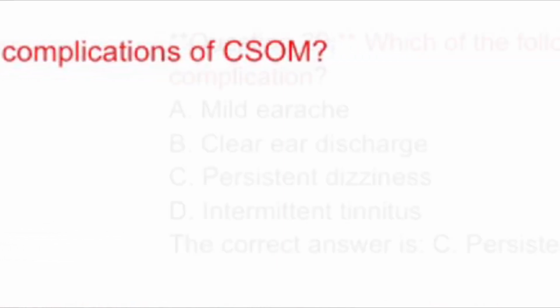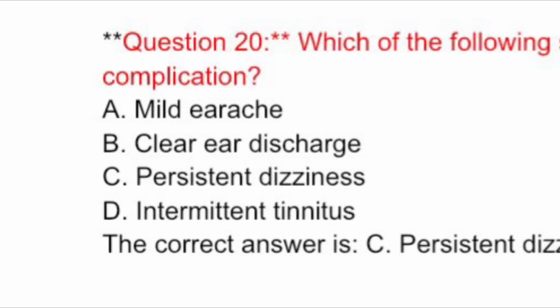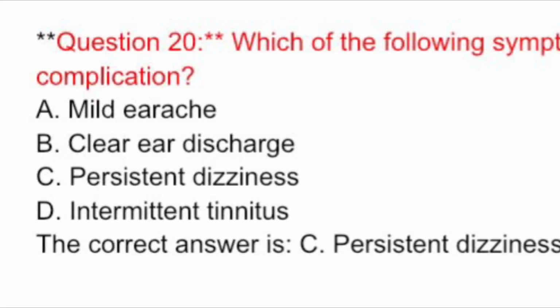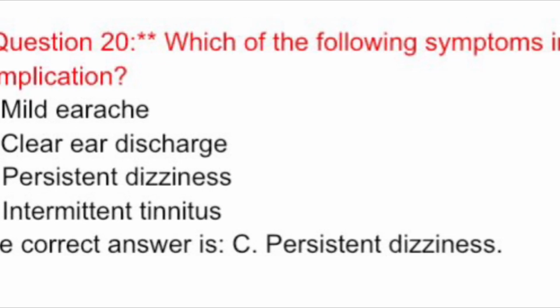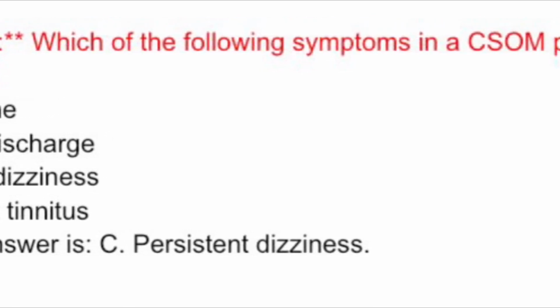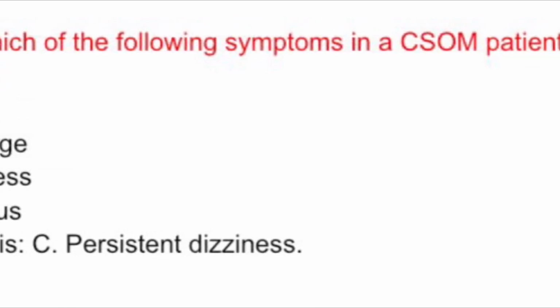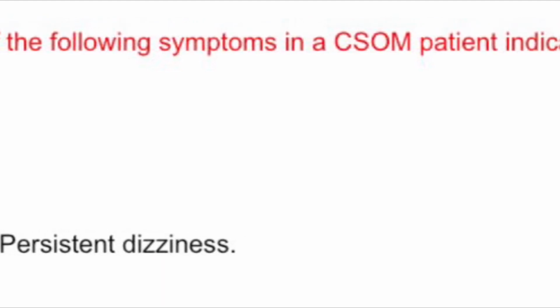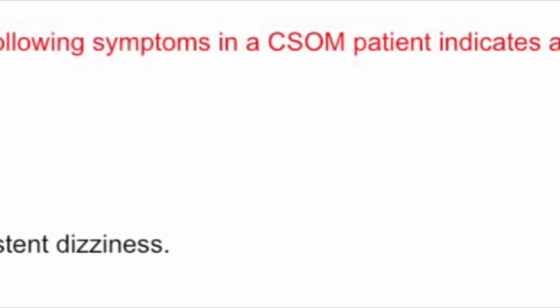High-resolution CT scan. Question 20. Which of the following symptoms in a CSOM patient indicates a possible complication? A. Mild earache. B. Clear ear discharge. C. Persistent dizziness. D. Intermittent tinnitus. The correct answer is C.